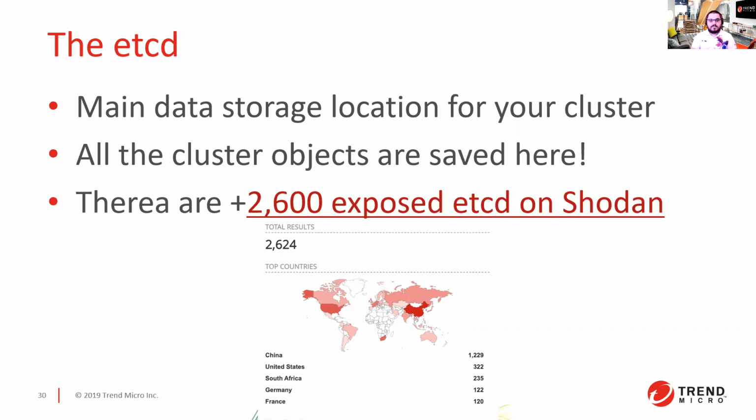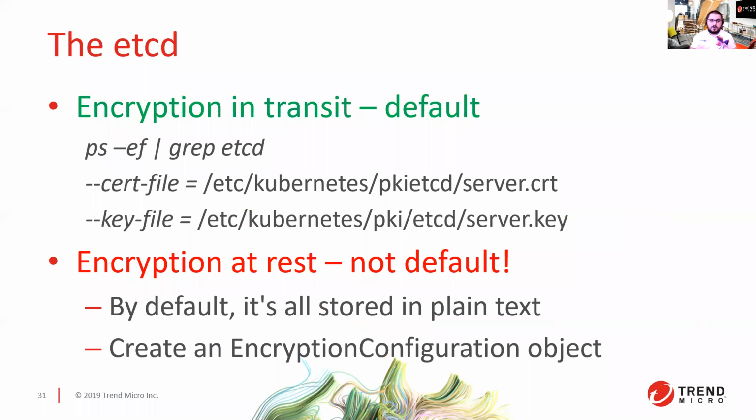If they have write access, they can create objects, delete pods, or anything else, because Kubernetes is always checking etcd to maintain the desired state, which means what's in etcd should reflect what's in the cluster. So two quick things here about etcd.